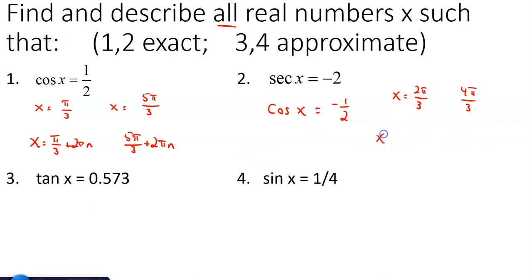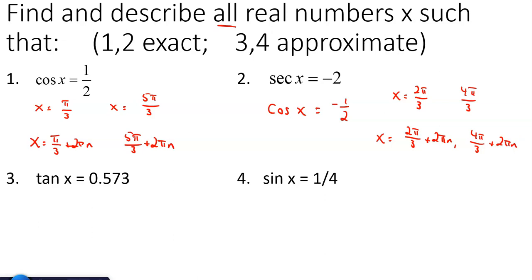If I want general solutions, then again, I remember that secant is like cosine. It repeats every 2 pi. So it happens at 2 pi over 3 plus 2 pi n. And then 4 pi over 3 plus 2 pi n. So every 2 pi, I get additional solutions.